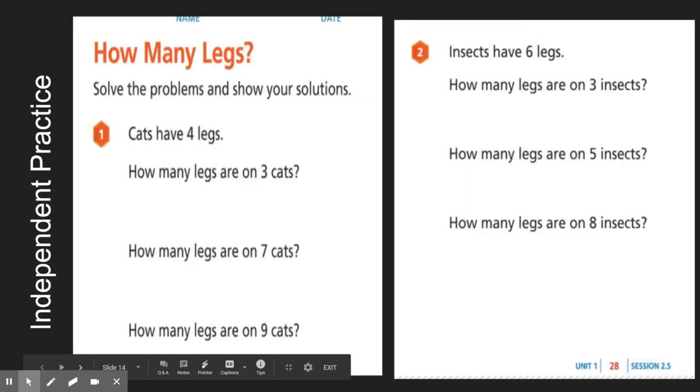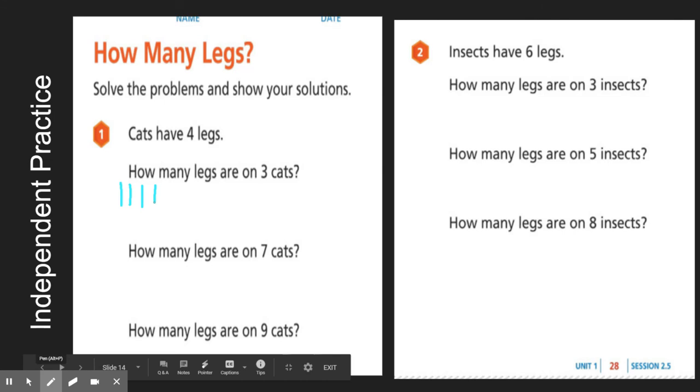So these were the problems that you had to do independently. Let's go through one together so you know what to do at home. It's called How Many Legs? Solve the problems and show your solutions. On number 1, it says cats have 4 legs. The first question is asking, how many legs are on 3 cats? Well, if I know that 1 cat has 4 legs, I'm going to first start with doing 1, 2, 3, 4. But I need 3 cats, so I'm going to keep going.